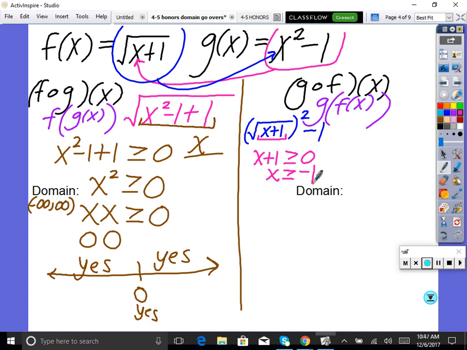Wasn't that the only restriction? So our domain will be negative 1, bracket, because of the equal sign, to infinity. And that is our domain. Even though it does simplify to be x, this is our true domain. Questions? Okay. So if you were getting those all on the homework, hopefully that makes more sense.